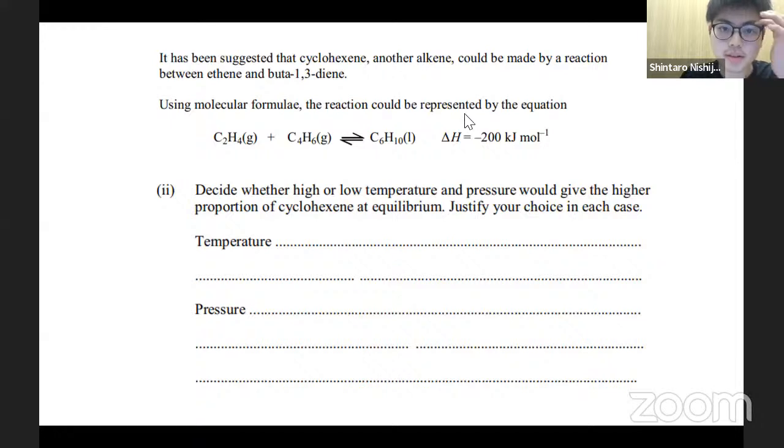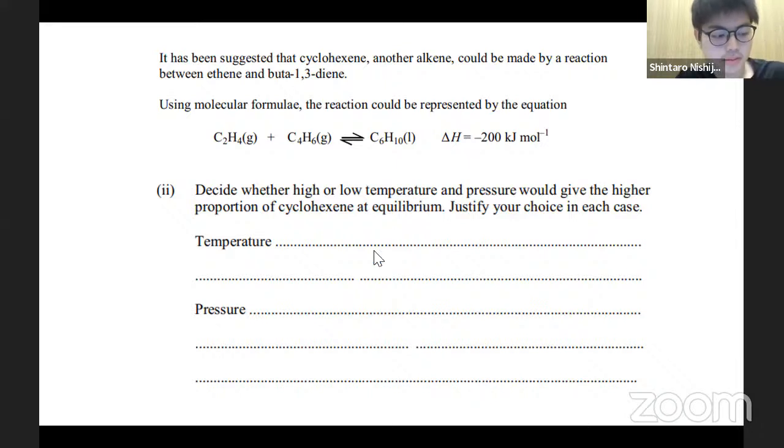The cyclohexene is C6H10. And decide whether high or low temperature and pressure would give a higher proportion of cyclohexene at equilibrium. Low temperature, okay, sorry, I'm just reading out everyone's answers. And the forward reaction is exothermic.